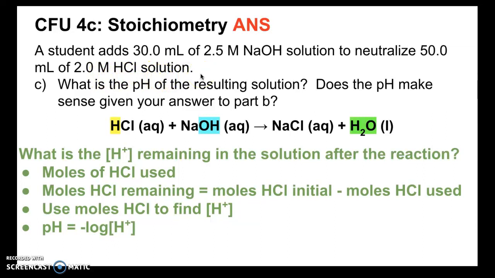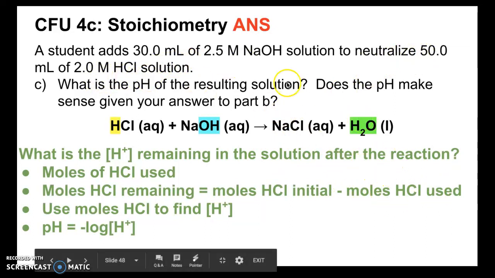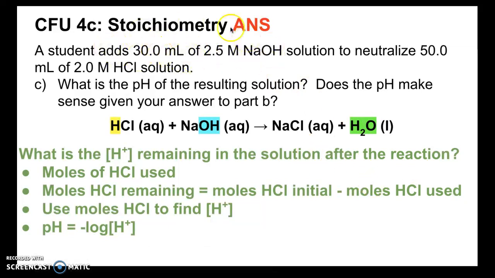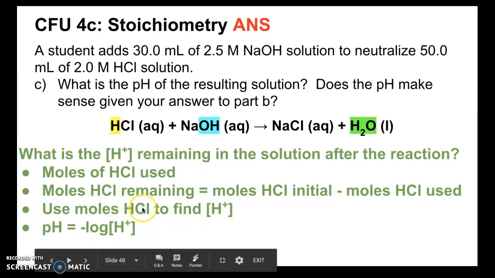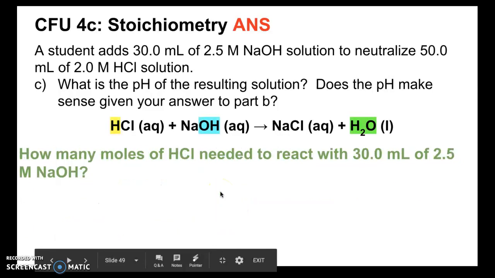Once we know the amount we use, we're going to figure out the amount that's remaining. So we'll take our initial amount, which will come from the 50 milliliters and the 2.0 molar HCl, and subtract the moles that we use. And the moles that we use, by the way, I'm sorry about making this confusing, are actually going to come from the amount we use to react with the NaOH. And then what's remaining is what we'll use to get the moles of HCl, and we'll use the moles of HCl to find the moles of H+, and then plug that into the pH equation.